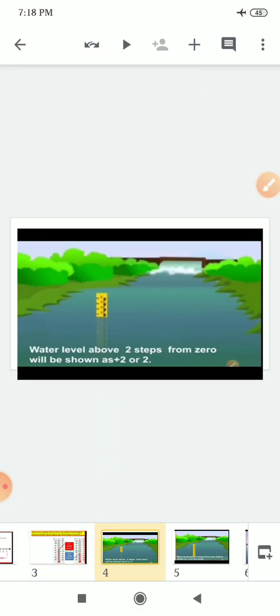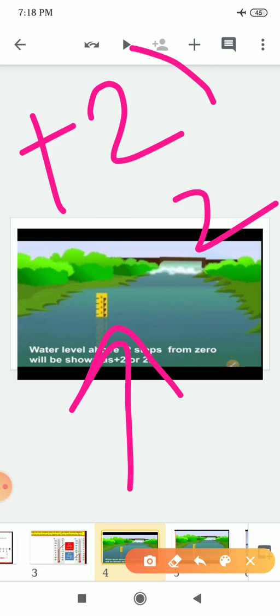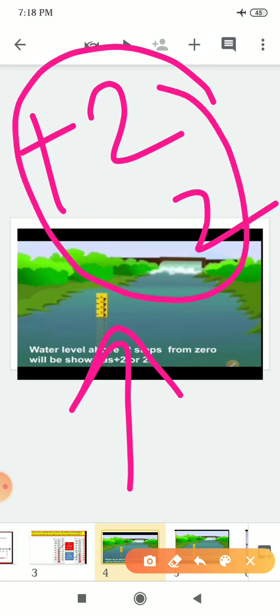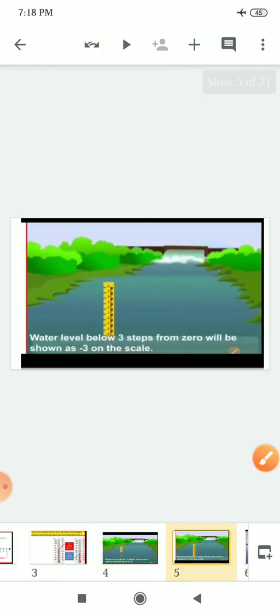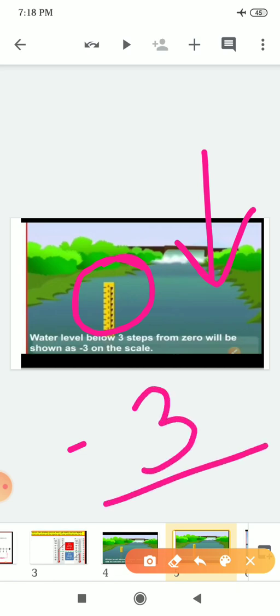The number including a negative sign is a negative number. Here, a water level 2 steps above 0 will be shown as either plus 2 or simply 2. If it is above, you indicate it as a plus or simply as a number. If the water level is below, 3 steps below 0, it will be shown as minus 3 on the scale. If something is below, it will be indicated with a negative sign and that number.